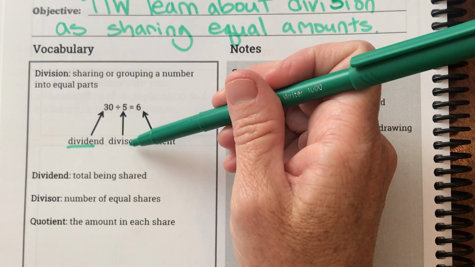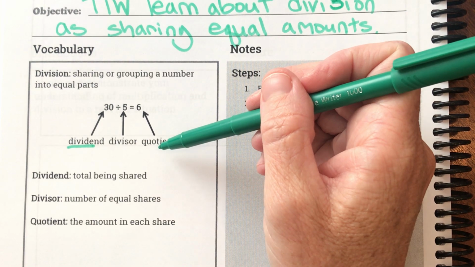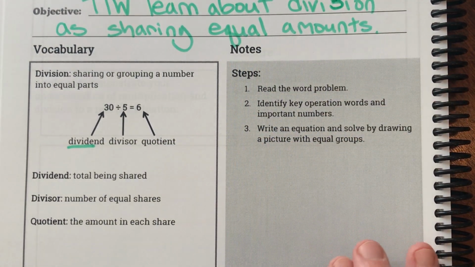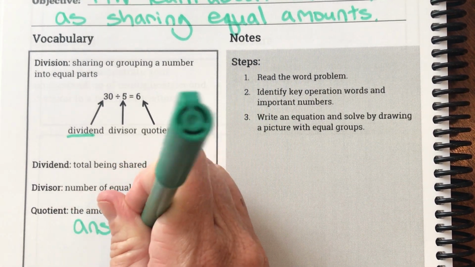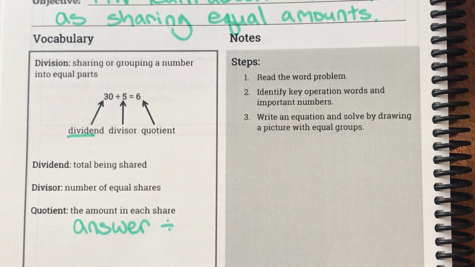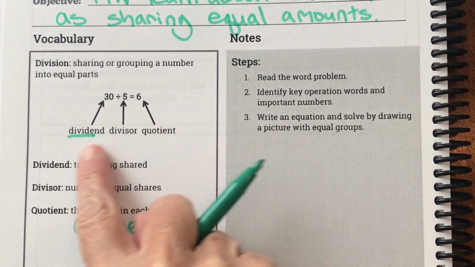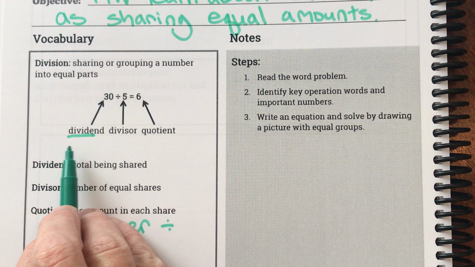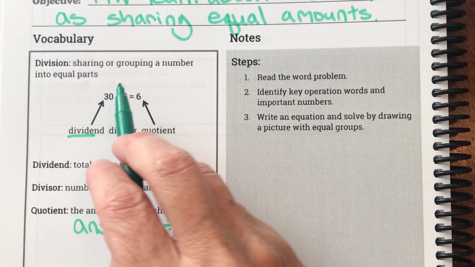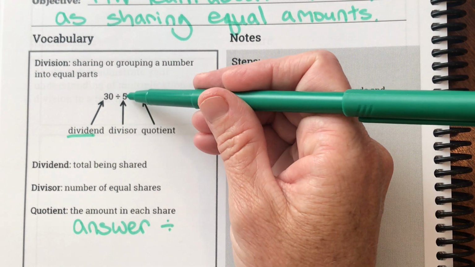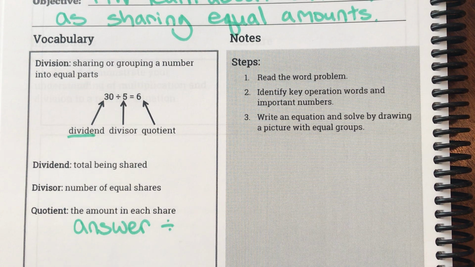The divisor is the number of equal shares. And the quotient is the amount in each share. The quotient is also the answer. So the answer for a division problem is our quotient. These three words we really want to get used to being able to use correctly. So dividend is what's being divided or how many total being shared. The divisor is the number of equal shares, and the quotient is how many in each share, or our answer.